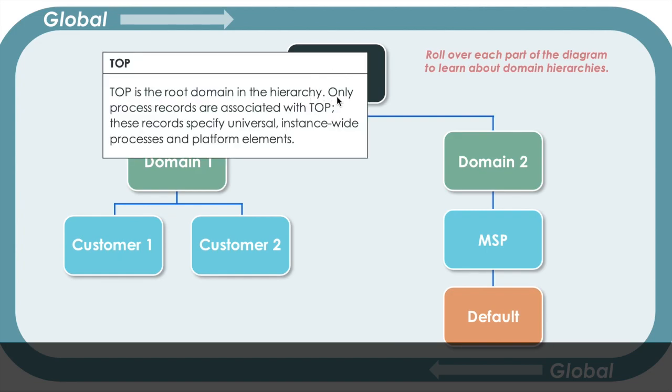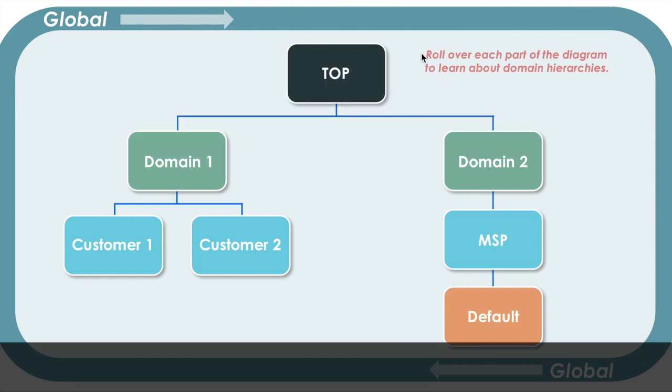So this is the top, the root domain in the hierarchy, and only the process record is associated with the top part. This record specifies a universal, instance-wide process or platform element. So the only thing you can keep at the top of the domain hierarchy is anything related to instance-wide or platform-wide process. Those elements of data will be stored at the top. So that's what the domain hierarchy looks like.